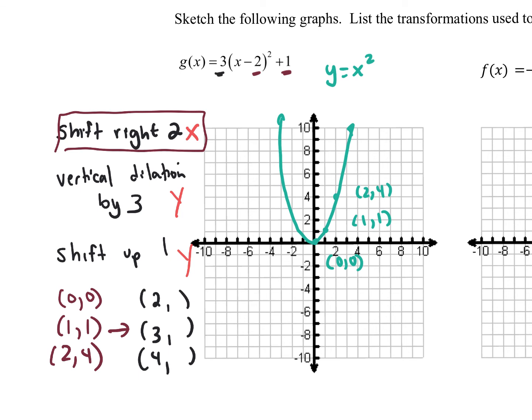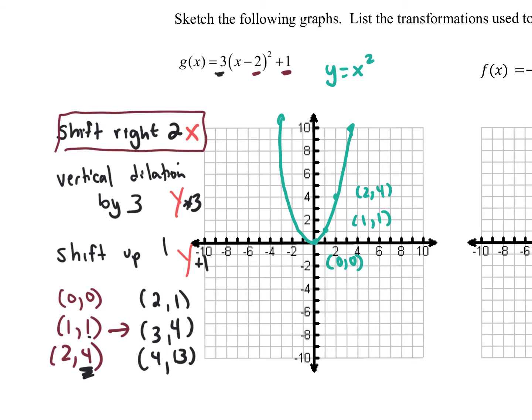Now, as far as the y's, I have a dilation by 3, so I'm multiplying by 3, and then I'm going to add 1. So I'm going to take 0 times 3. 0 times 3 is 0. 0 plus 1 is 1. For the second one, I have 1. 1 times 3 is 3. 3 plus 1 is 4. And then I have this 4. 4 times 3 is 12. 12 plus 1 is 13.